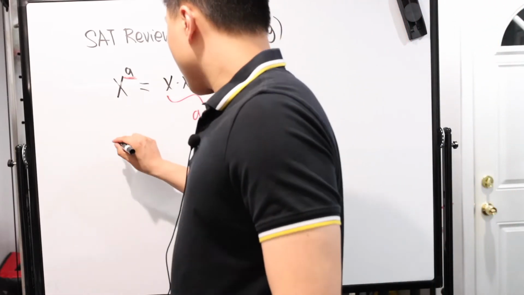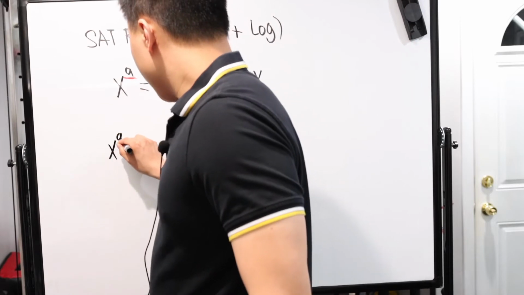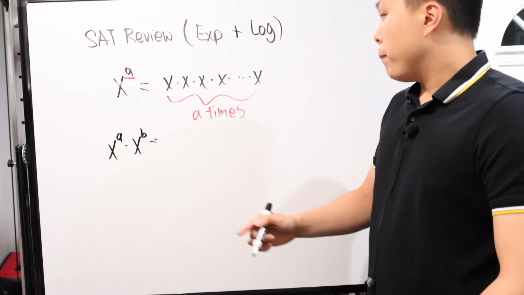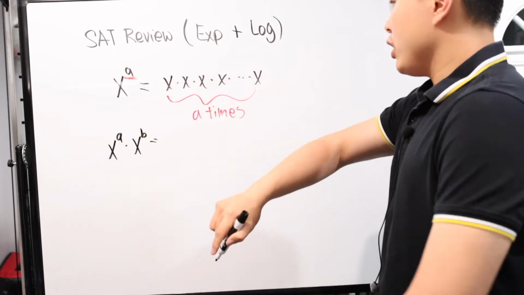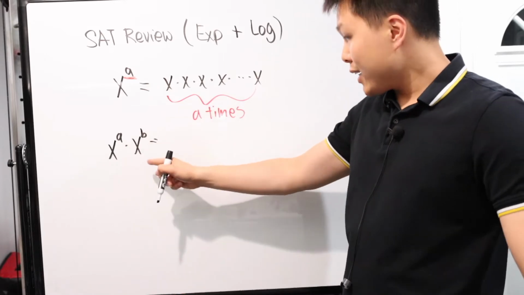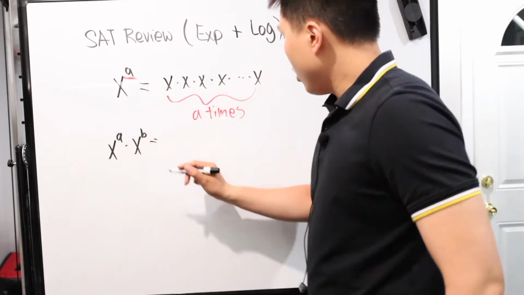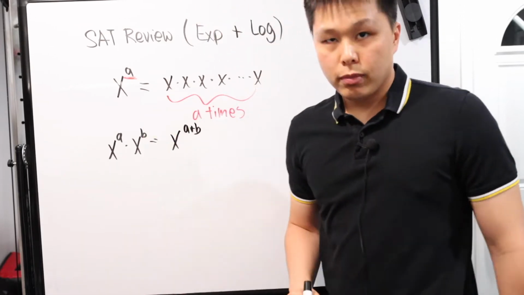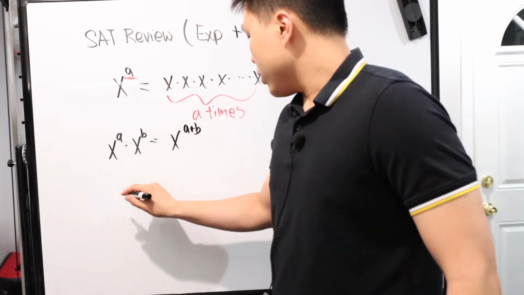Well, the first one, the most common one, is x to the a times x to the b. Well, what is that? Based on our understanding of the definition of exponents, that means x times itself a times, times x times itself b times. Well, you'll have x to the a plus b. Plain and simple, right? And we can keep going.